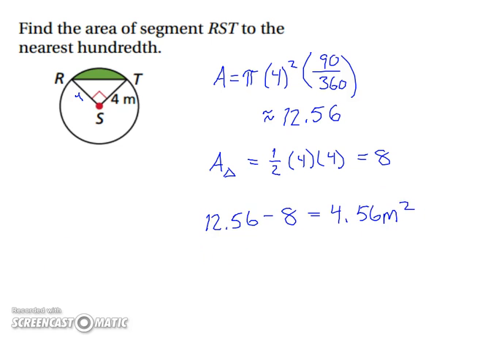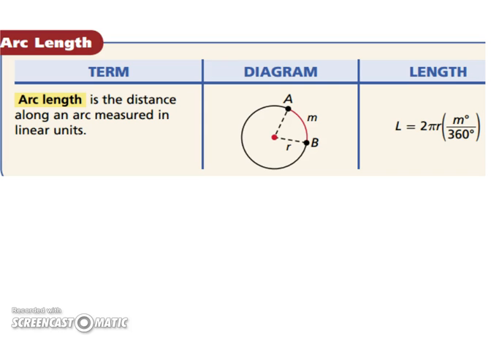Let's look at one more formula. Arc length is the distance along an arc measured in linear units. Very similar to when we were looking at the sector area, only this time, because it's a piece of the arc, you're going to use a piece of your circumference formula. So if your circumference is 2 pi r, you want a piece of that. So we have 2 times pi times your radius, which is your circumference, and then that piece that you were looking for. So let's try it.